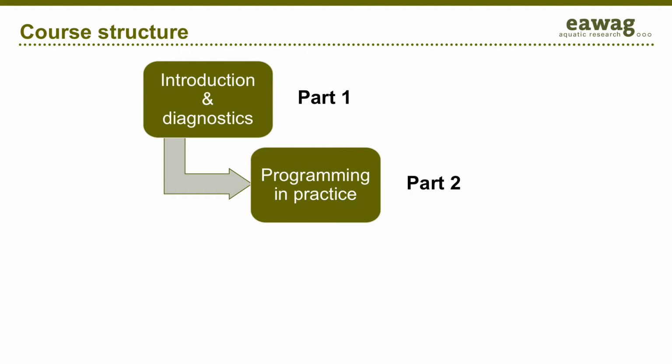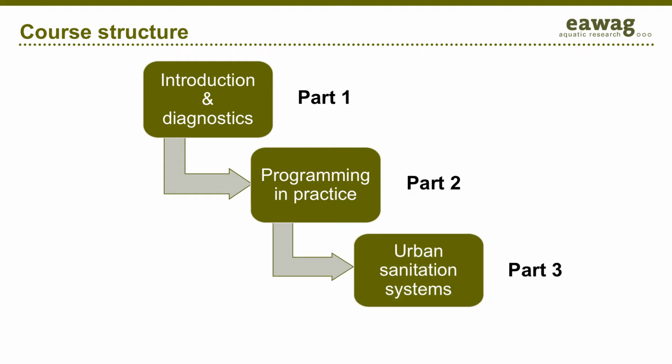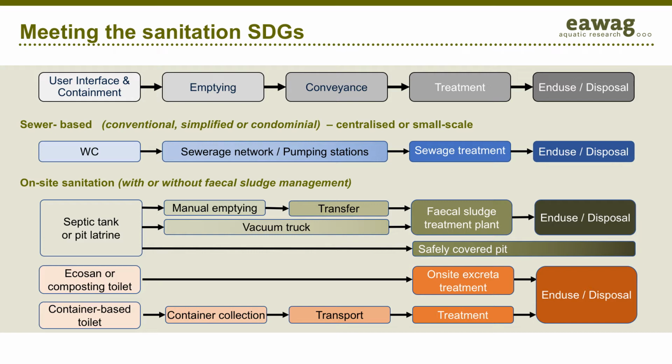And finally, in part 3, we dedicated to the technical aspects of the sanitation service chain. We provided an overview of sanitation systems and technologies and solutions for different contexts. We have covered the range of possible solutions across the entire sanitation chain, from conventional sewer systems to on-site FSM solutions and novel container-based sanitation solutions.